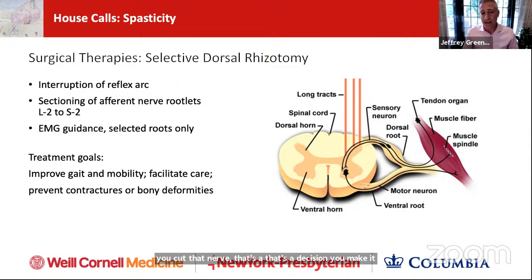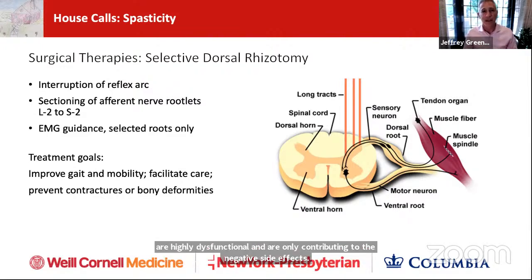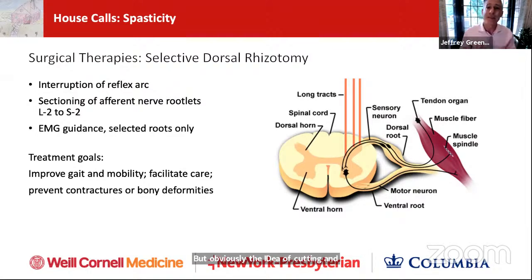It's not as scary as it sounds. These are nerves that are highly dysfunctional and are only contributing to the negative side effects. But obviously the idea of cutting a nerve is something sometimes difficult for families to wrap their head around. Those gait analysis labs and some of those EMG pictures that Dr. Jones was showing you are incredibly important, because we have a really good idea and plan going into surgery which of those nerves are going to be dysfunctional.